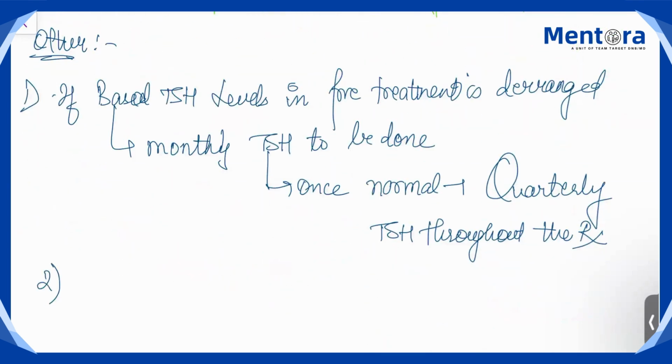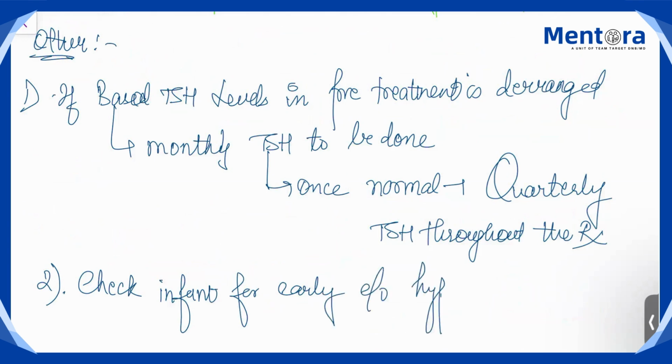Okay. Second, you check the infant also for early evidence of hypothyroidism. And basic ECG monitoring, serum electrolyte monitoring, and CBCs to be done. So this completes your 5 marks topic of management of TB in pregnant and lactating women.